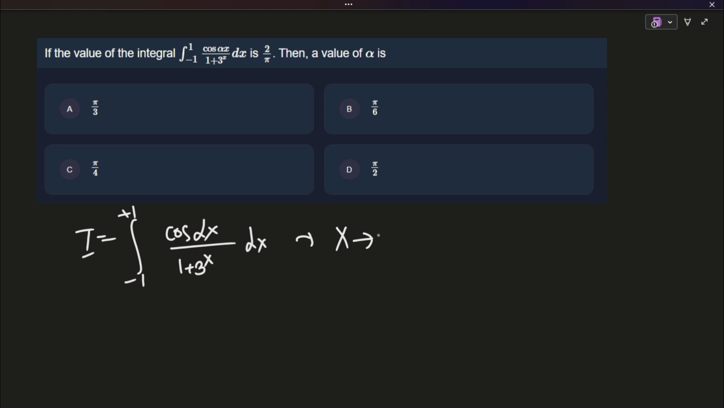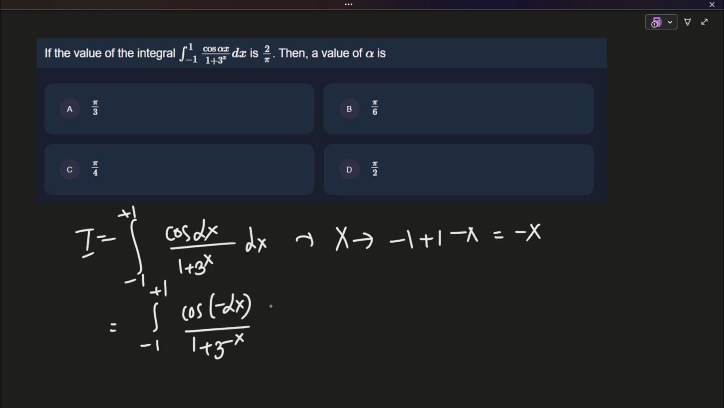X will be transformed into a plus b minus x, right? So a is minus 1, b is 1, x is minus x. So x will be transformed into minus x. Do it. Minus 1 to plus 1, cos of alpha x, we will make it minus x. So this would be cos of minus alpha x, and this should be 1 plus 3 to the power minus x dx.